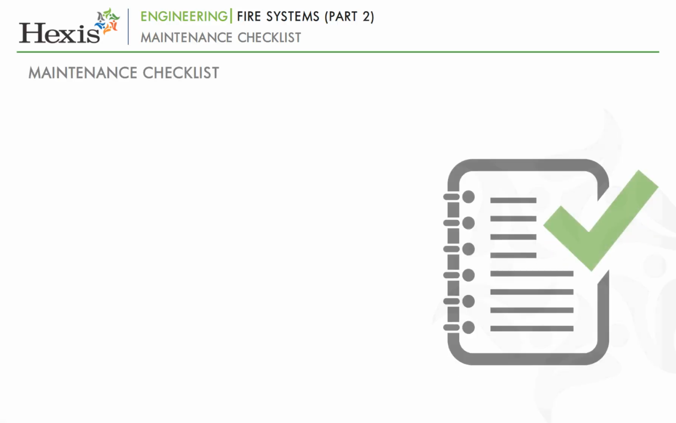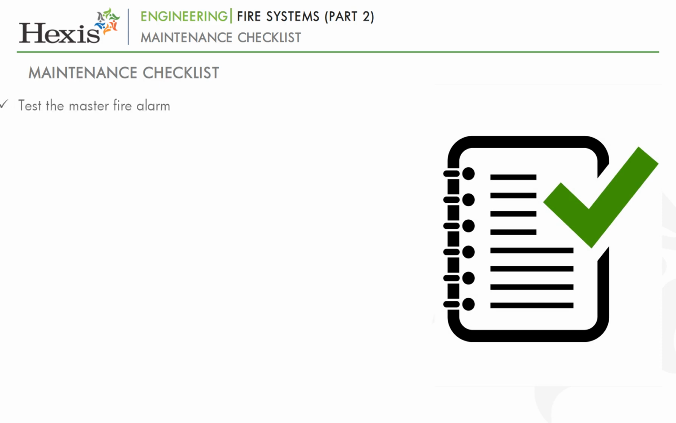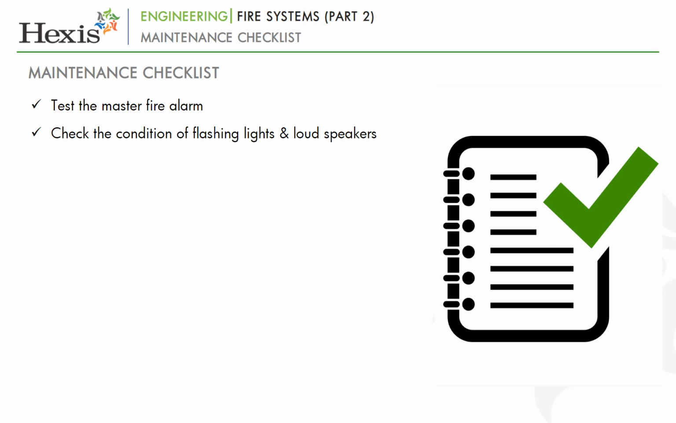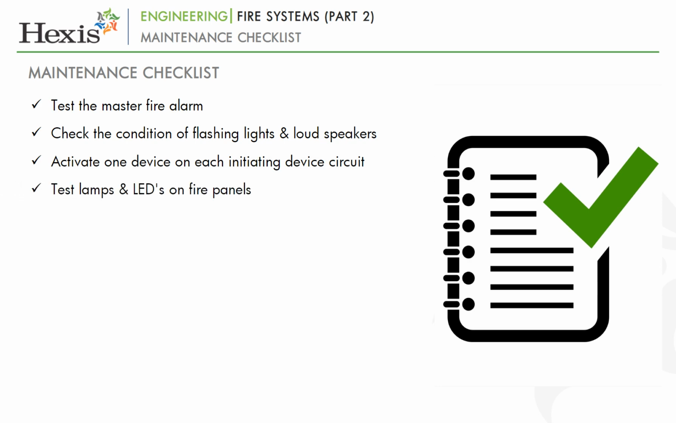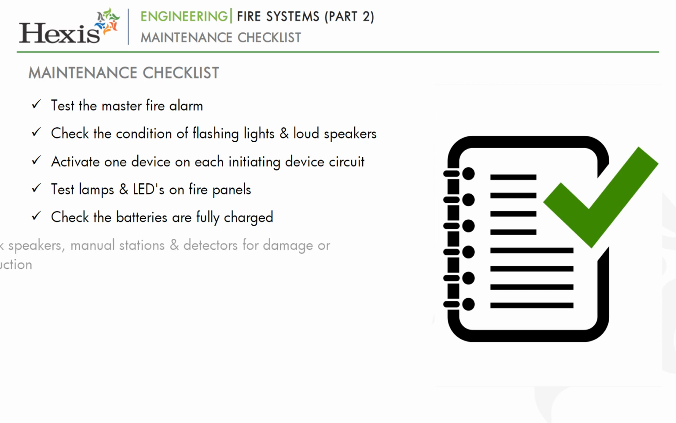Let's look at the maintenance checklist. Test the master fire alarm. Check for the condition of flashing lights and loudspeakers. Activate one device on each initiating device circuit. Test lamps and LEDs on fire panels. Check the condition of batteries is fully charged. Check speakers, manual stations and detectors for damage or obstruction.